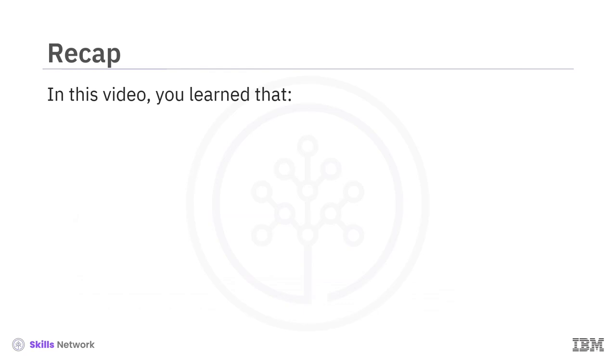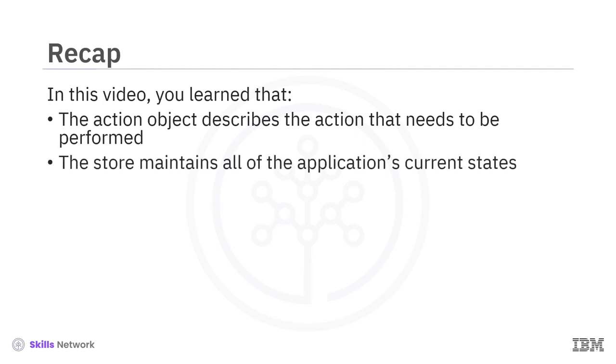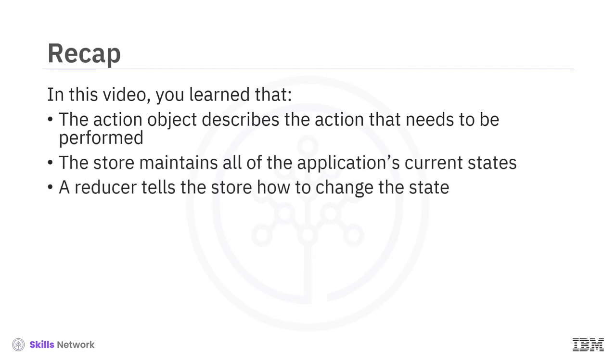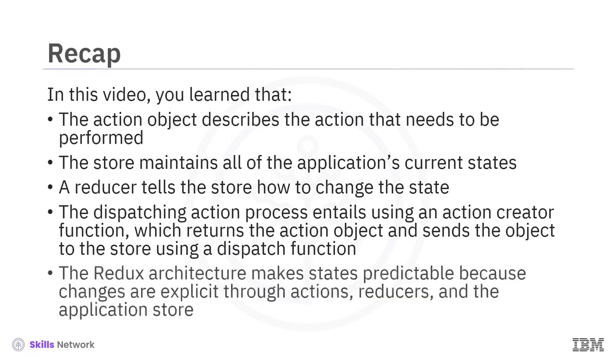In this video, you learn that the action object describes the action that needs to be performed. The store maintains all of the application's current states. A reducer tells the store how to change the state. The dispatching action process uses an action creator function, which returns the action object and sends the object to the store using a dispatch function. The Redux architecture makes states predictable because changes are explicit through actions, reducers, and the application store.